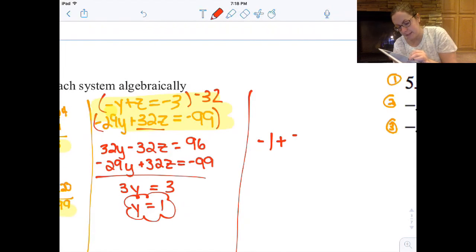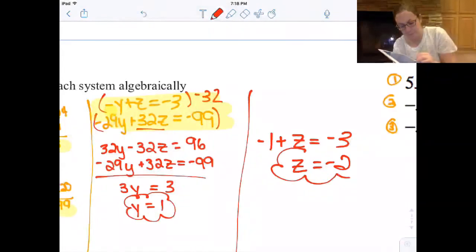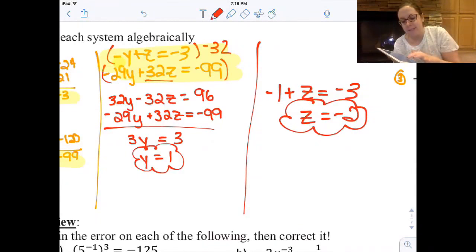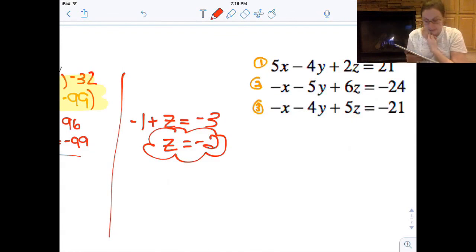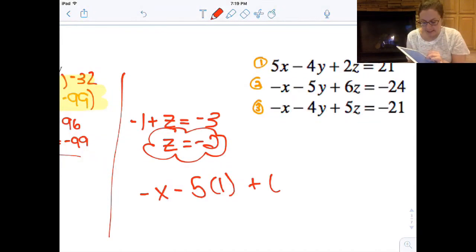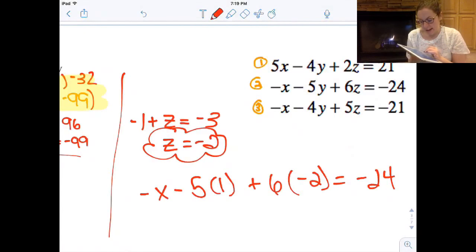And then you have y and you have z, so go back to your original. It doesn't matter which equation you pick, and plug in. I'm just going to do it into equation 2. So negative x minus 5 times 1 plus 6 times negative 2 equals negative 24. And from that I get out that x = 7. So remember, you're going to write your coordinate as an xyz point. So 7, 1, negative 2.